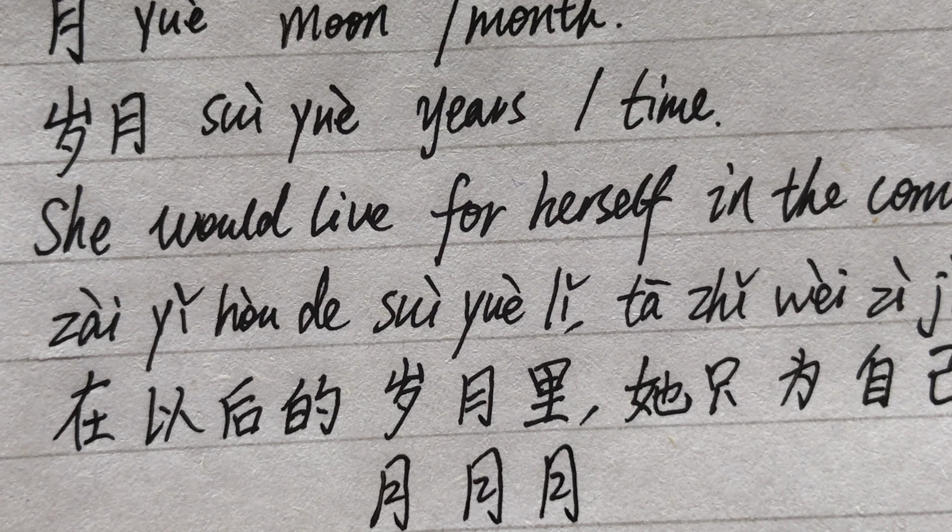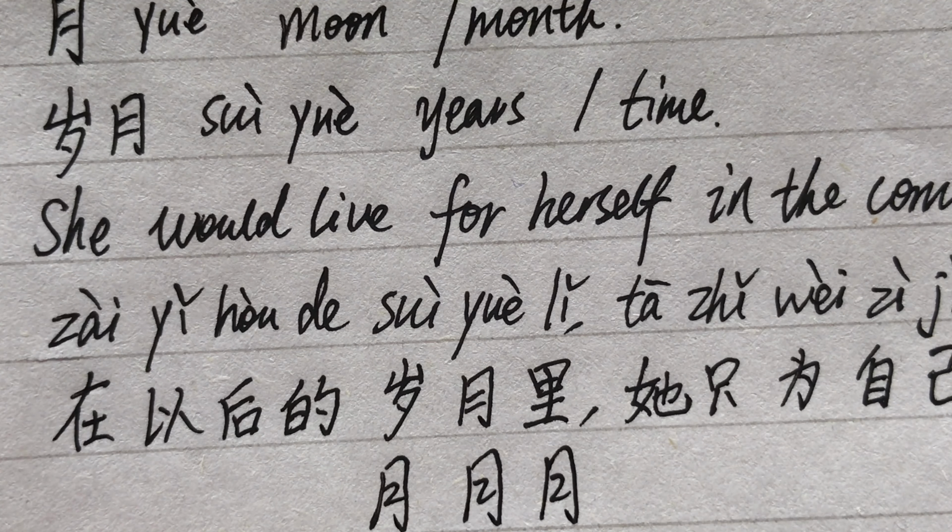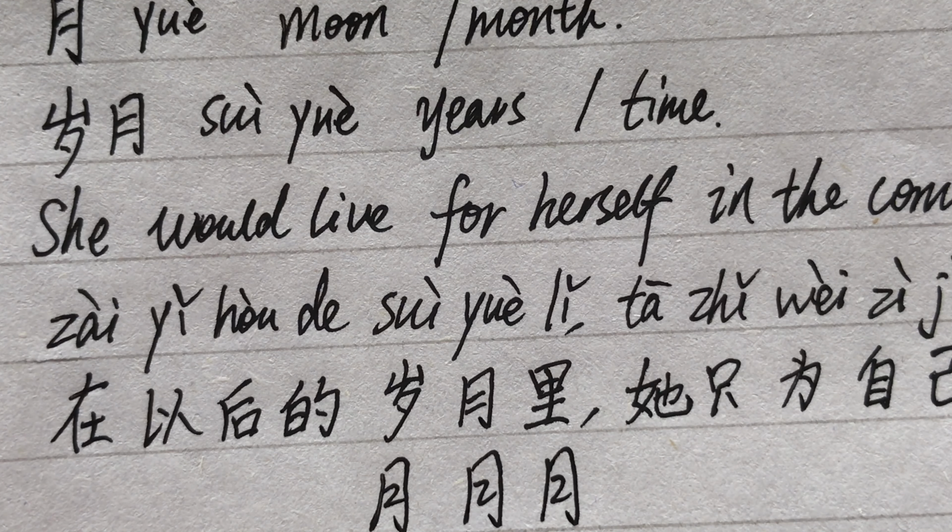在以后的岁月里，她只为自己而活。月 Please comment any words or sentence with the character 月.